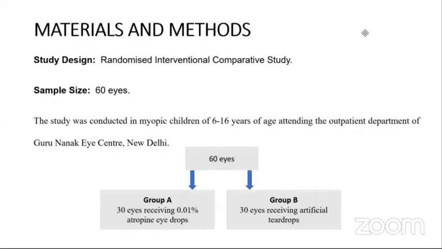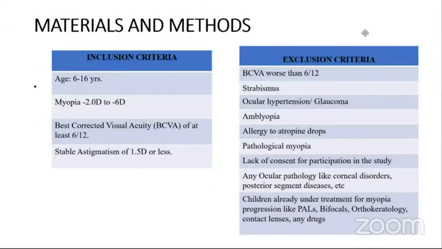The randomized groups were almost similar. We had a sample size of 60 eyes. The study was conducted in myopic children of 6 to 16 years, attending the outpatient department of Guru Nanak Eye Center, New Delhi. We divided these 60 eyes into two groups equally. Group A received 0.01% atropine drops, and Group B received artificial tear drops.